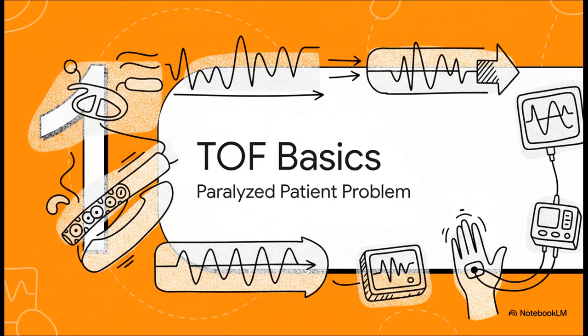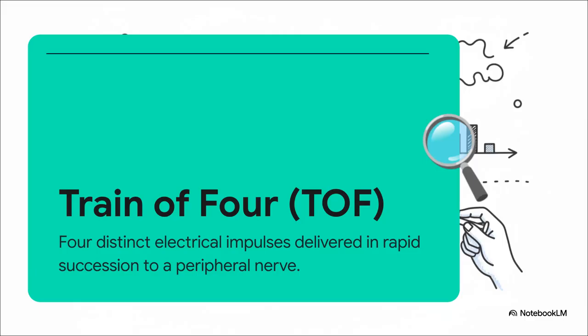All right, let's jump right into Section 1, the paralyzed patient problem and TOF basics. Enter our solution, the Train of 4. By definition, this is a specific pattern of electrical stimulation where we deliver exactly 4 distinct impulses to a peripheral nerve in really rapid succession. Since we obviously can't see the microscopic neuromuscular junction with our naked eyes, we use a peripheral nerve stimulator. We artificially stimulate a motor nerve, and then we just observe the response of the muscle it innervates. By analyzing that muscle's response, we can pinpoint the exact depth of the blockade.